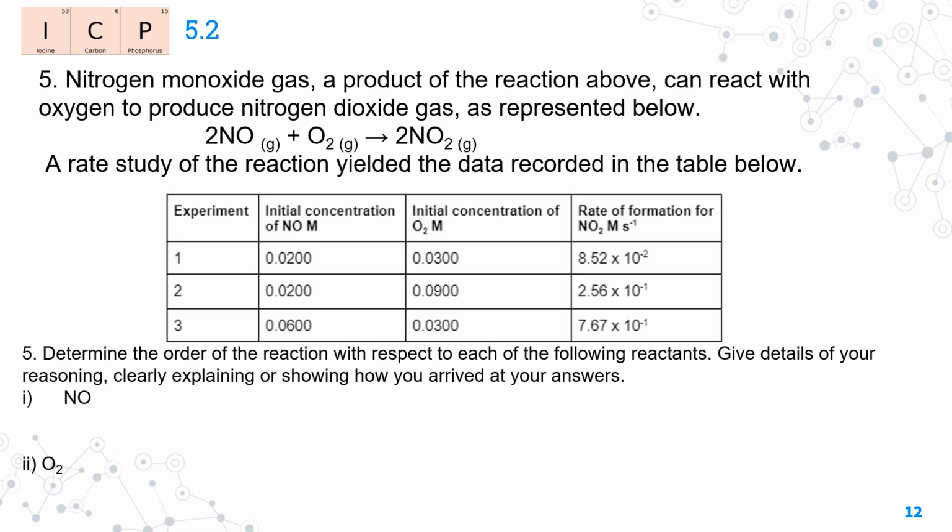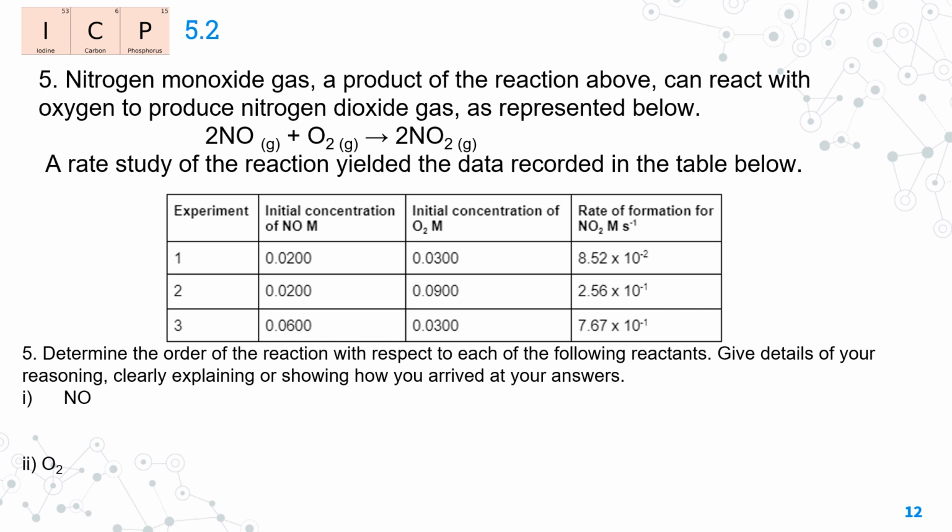All right, so let's turn to in-class practice number 5 and actually practice doing this a little bit. So here we have nitrogen monoxide gas is a product of the reaction. Actually, the reaction's below, not above. It can react with oxygen to produce nitrogen dioxide gas, as represented below. The rate study of the reaction yielded the data recorded in the table. So there's our data table. Determine the order of reaction with respect to each of the reactants. Give reasoning, clearly explain, and show how you arrived at your answer.